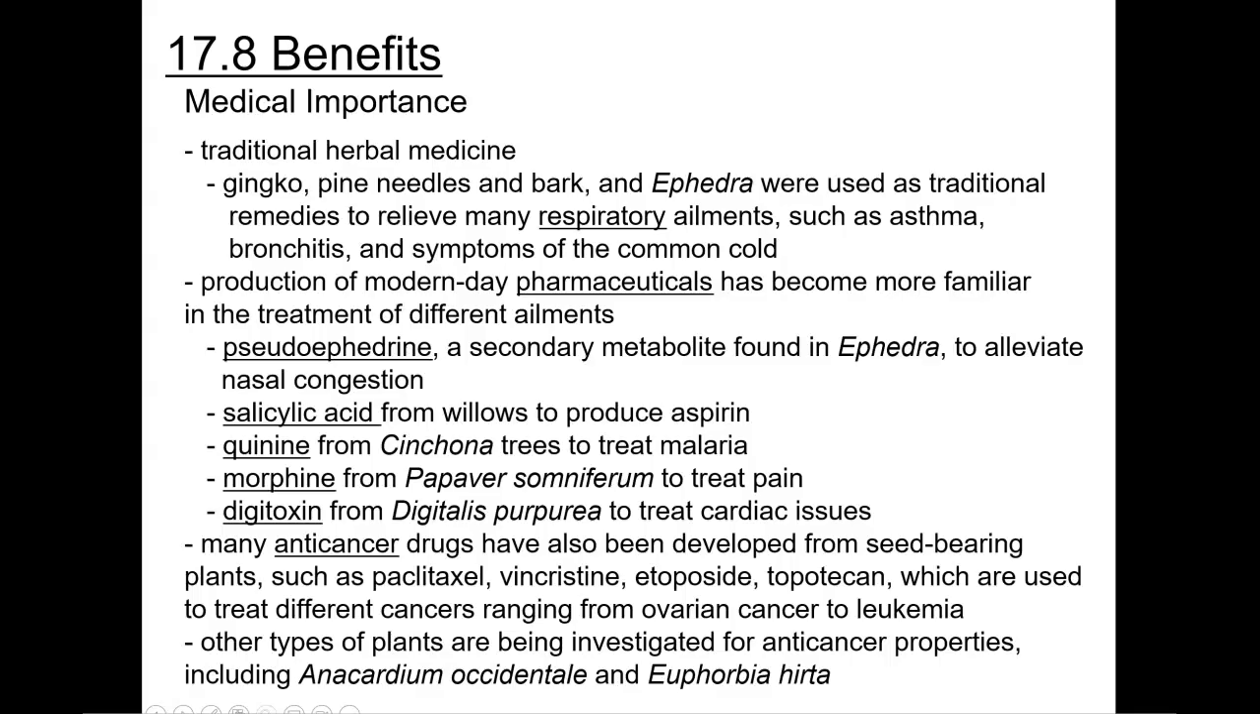Salicylic acid, which is going to come from willows to produce aspirin. Quinine, which is going to be from the Cinchona trees to treat malaria. Morphine from Papaver somniferum to treat pain. Digitoxins are going to help to treat cardiac conditions, and then we have many anti-cancer drugs that have also been developed from seed-bearing plants. And so this is going to help to treat cancers that are ranging from ovarian cancer to leukemia. Other types of plants are being investigated right now for anti-cancer properties, including some of the two that you see below.